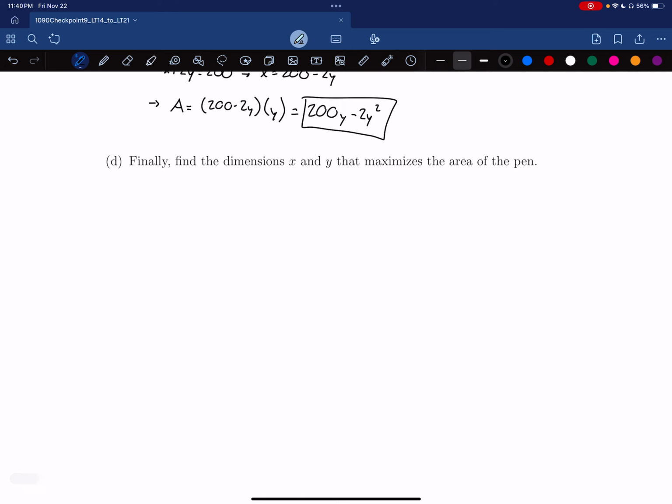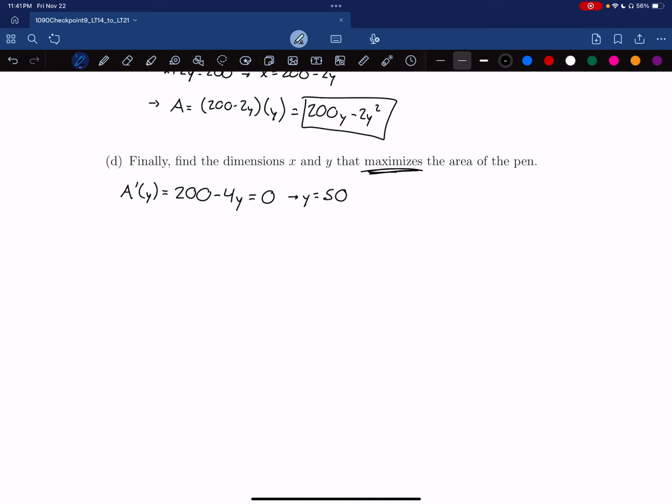Finally, find the dimensions of x and y that maximize the area of the pen. So I have an equation, A equals 200y minus 2y squared. We need to maximize the area. So maximize, that makes me think of absolute or local maximums of a function. I hope that rings a bell. I did that a couple learning targets ago. So the first thing we need to do is take a derivative of the area function in terms of y. So that would be 200 minus 4y. And as always, we set it equal to 0. From there, we get that y equals 50.